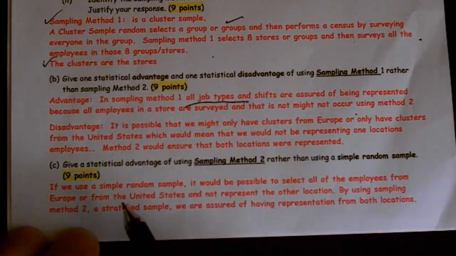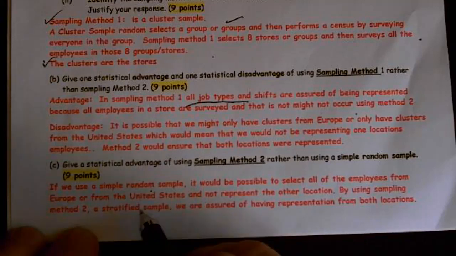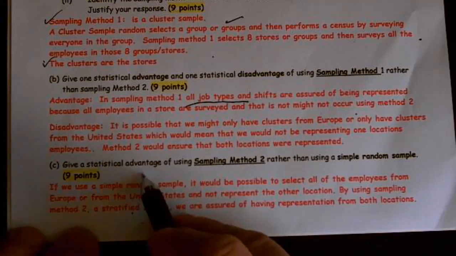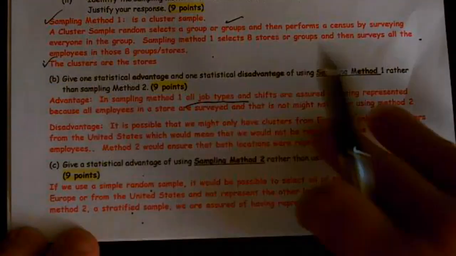What we needed to see here is how the stratified method would be better, but we also had to mention the simple random sample, what could happen. You had to have both of those, what a stratified sample would do and what could happen if you had a simple random sample. If you had both of those things, you received the 9 points. One of the two got you 5 points.